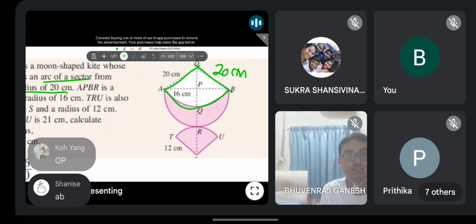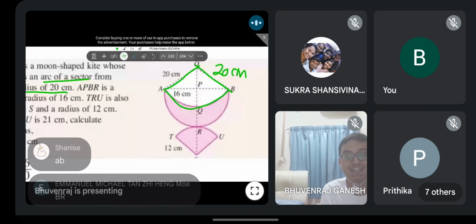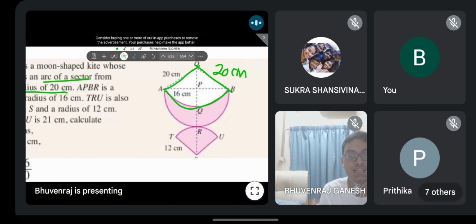No. No. How can it be BR? BR is already out of the sector. Within the green color sector, yes, OQ, correct. Okay, OQ is 20 cm. This is another length which you can get, 20 cm. So does anyone not understand why OQ is 20 cm?